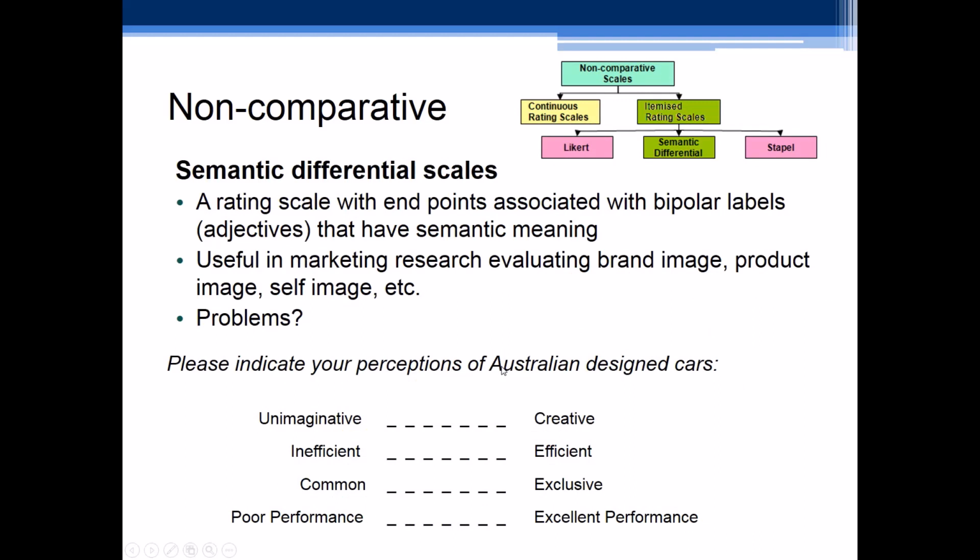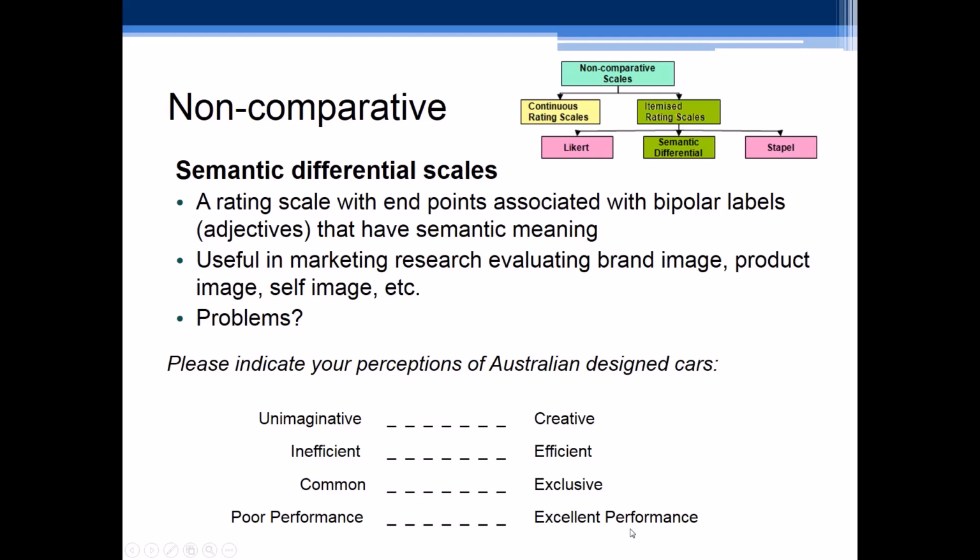Semantic differential scales are another type, and these are fairly common. They're also called bipolar scales. This is where a person is asked a question, and often it's related to things like image, so it might be self-image, product image, brand image, and each end of the scale is anchored with an opposing adjective. So it might be inefficient and efficient if we're rating something like Australian designed cars, or poor performance, excellent performance.